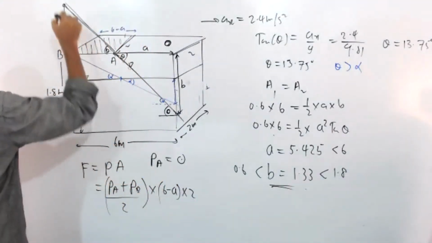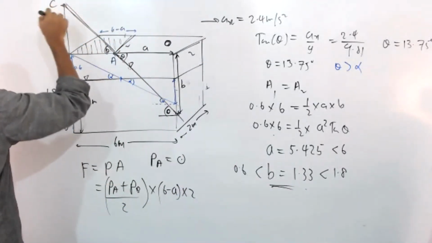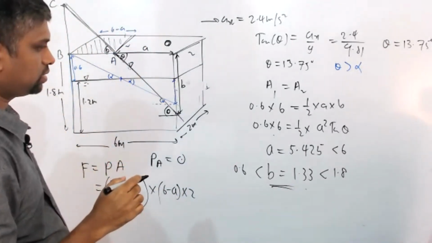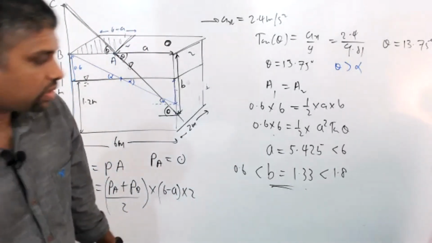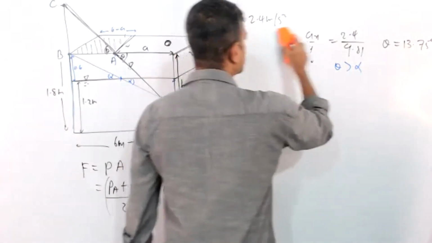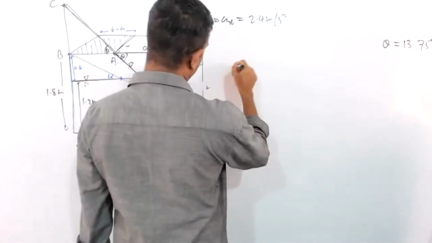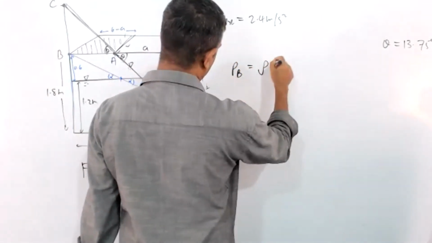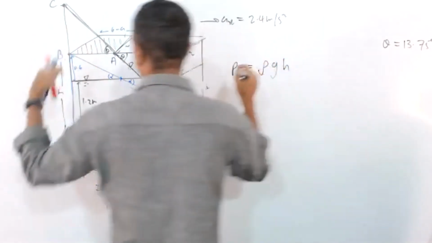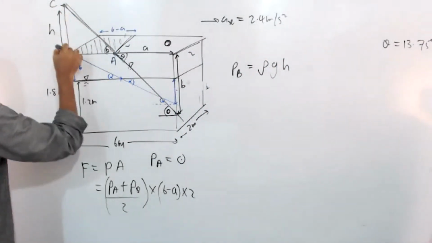Let's say this is C, with angle theta at AB. We need to find PB. One of the methods we can use to calculate PB is PB equals rho G H. This is H now. We can use rho G H.